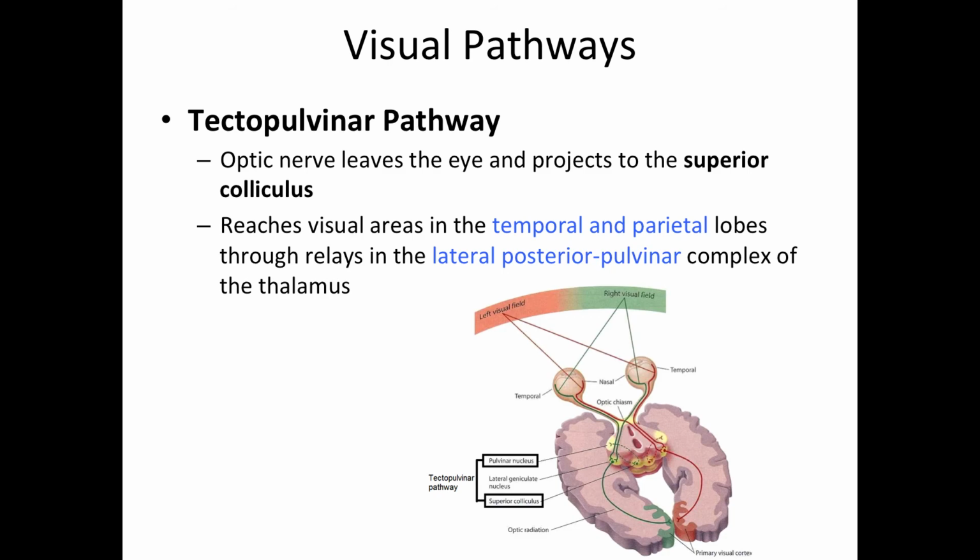Okay, so the other pathway is the tectopulvinar pathway. The tectopulvinar pathway relays from the eye to the superior colliculus in the midbrain tectum, and then it reaches visual areas in the temporal and parietal lobes through relays in the lateral posterior pulvinar complex of the thalamus. So this one is a little bit more complex.